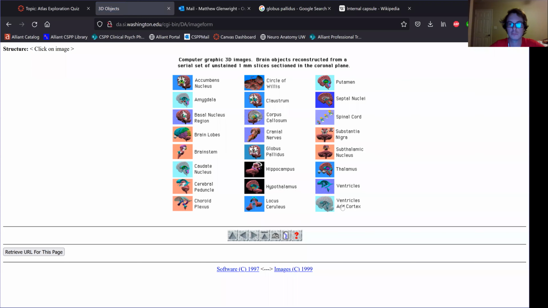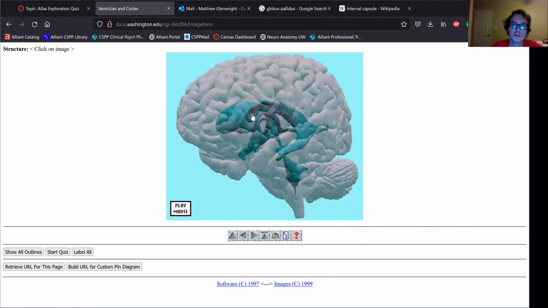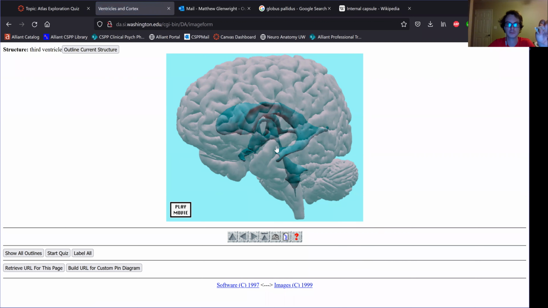And so if we go look at this, I have to screen share. Okay. So if we go to our 3D objects and we look at our ventricles, you can see the lateral ventricles, which are the long-tailed things, and they stick all the way back. And then you have the third ventricle in here, and the little cerebral aqueduct, all the way down to the fourth ventricle.